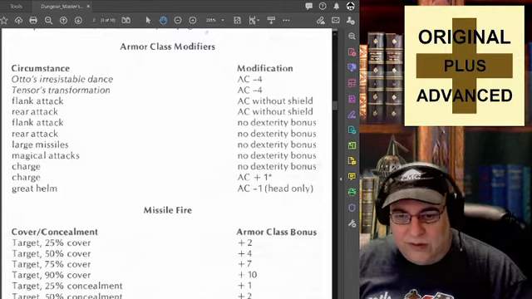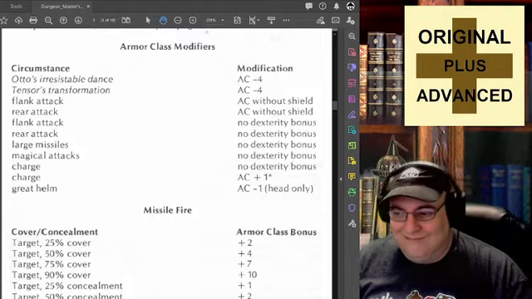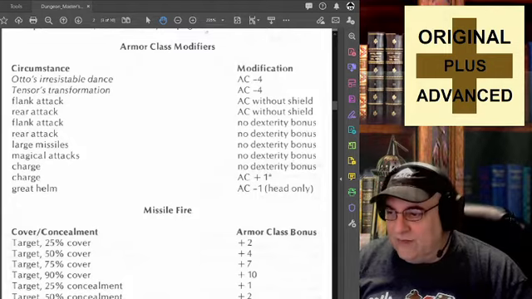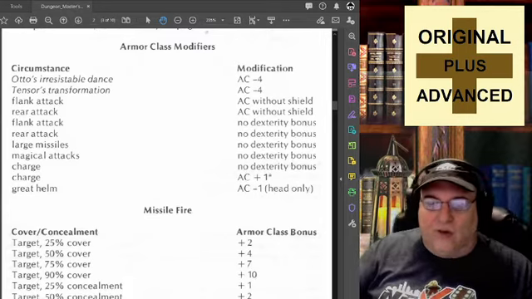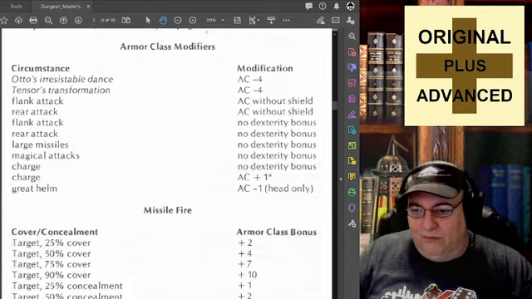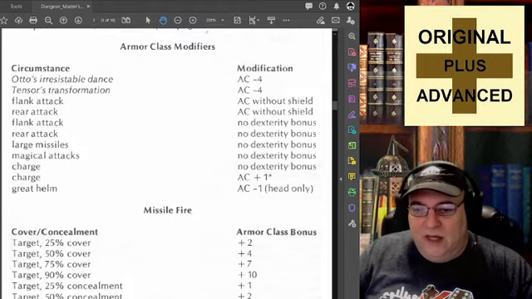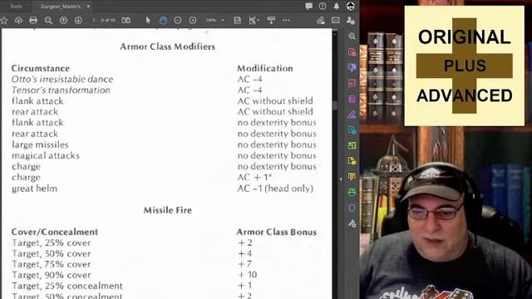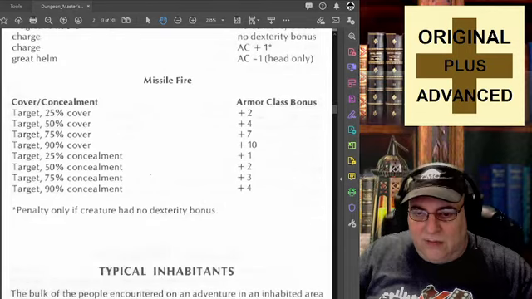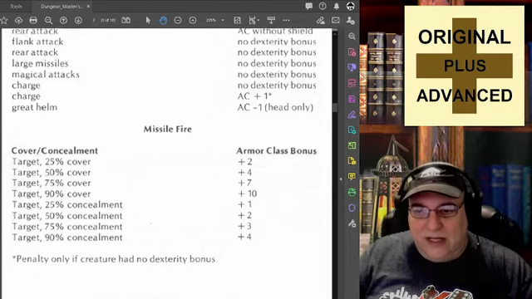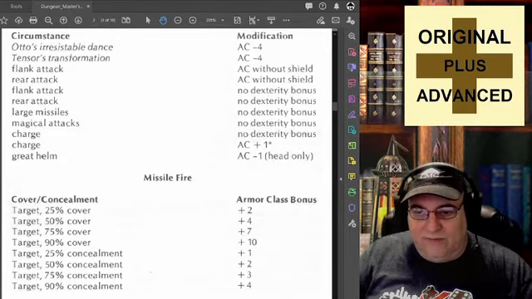So if somebody throws a house at you, or indeed if giants throwing rocks or catapult boulders, trebuchet is chucking a boulder at you. Magical attacks, no dex bonus. Keep that in mind. Charge, no dex bonus. Charge AC +1. Penalty only if creature had no dex bonus. That's interesting, right? Great Helm, head only.